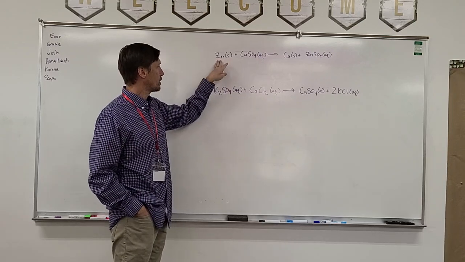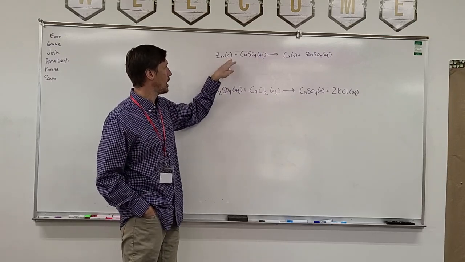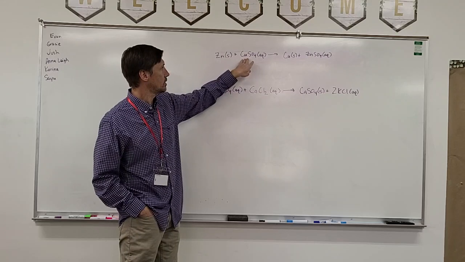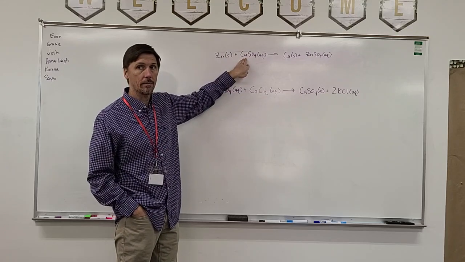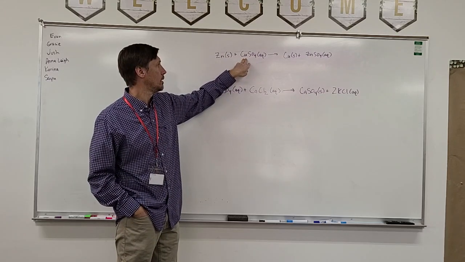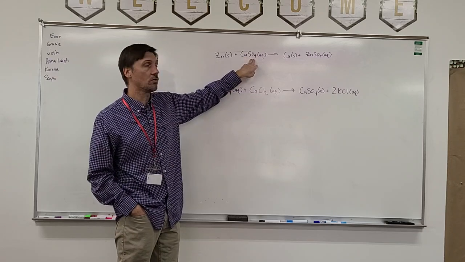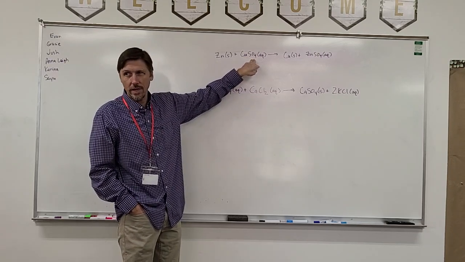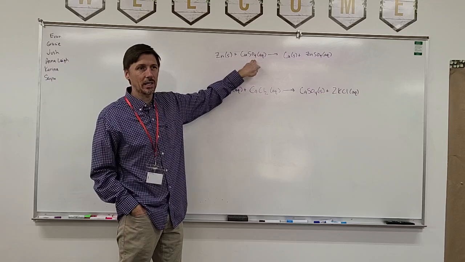Notice what happens right here. We've got zinc plus this copper atom, and this copper atom is in a compound with this SO4, which we're going to learn is sulfate. Later on, it's what we call a polyatomic ion.